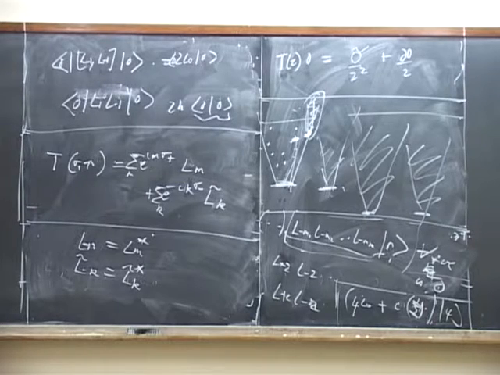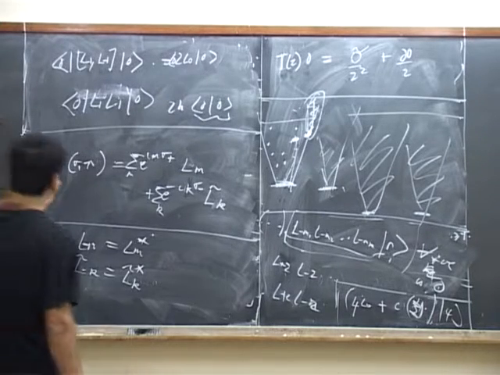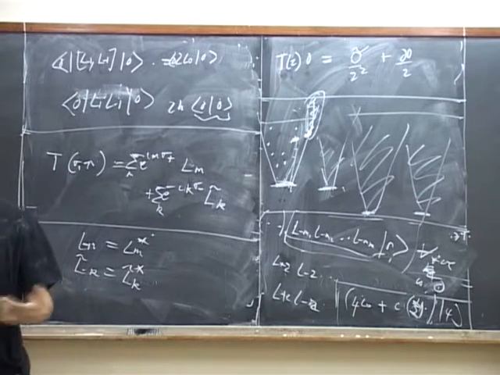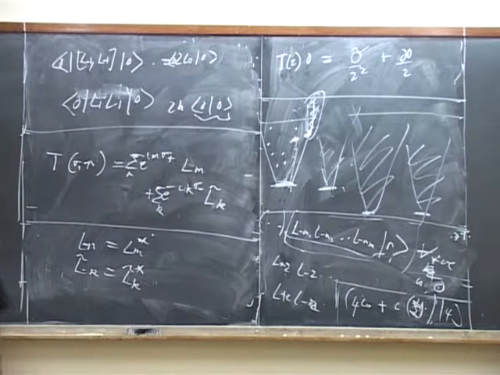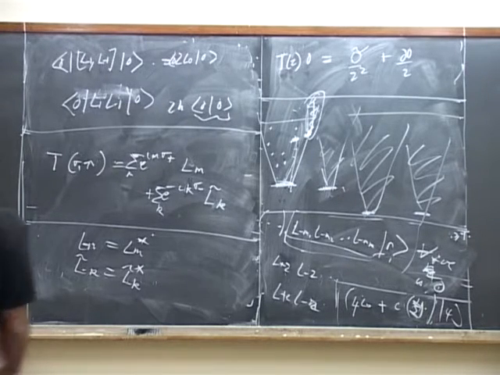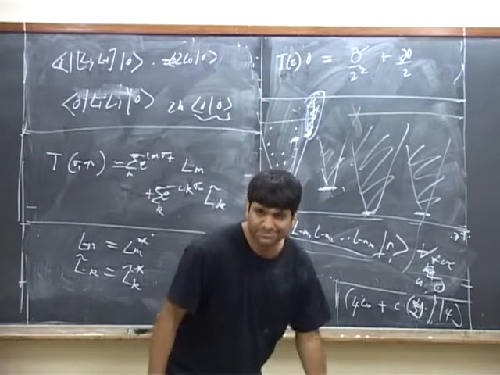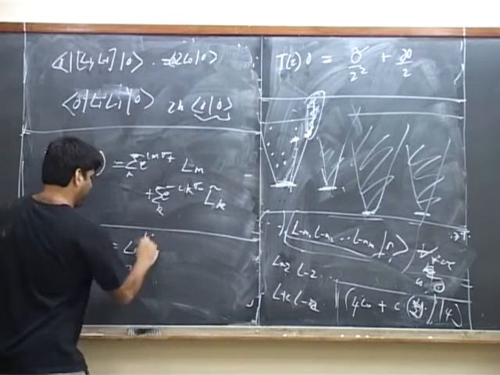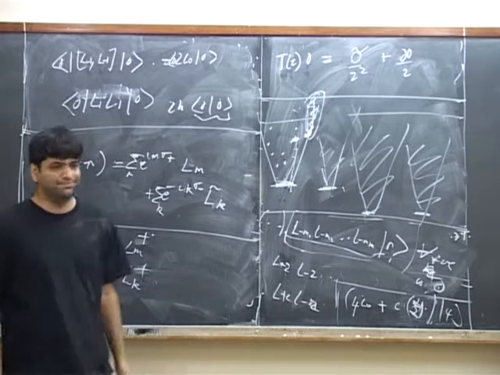Now, this statement was about classical functions, but of course it becomes promoted to a statement about quantum operators. The condition once again is we demand that T be a Hermitian operator. The same conclusion remains when we replace star by dagger.